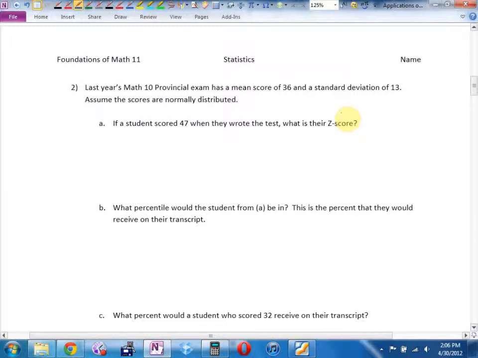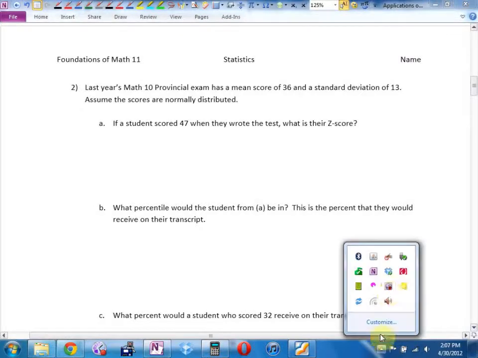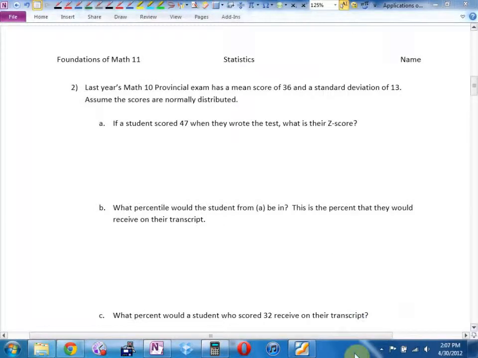Number 2. Last year's Math 10 provincial exam has a mean score of 36 and a standard deviation of 13. Assume the scores are normally distributed. If a student scored a 47 when they wrote the test, what's their Z-score? Try that one on your own right now, please. I'll freeze the screen and do it up here, but you can try it on your own.